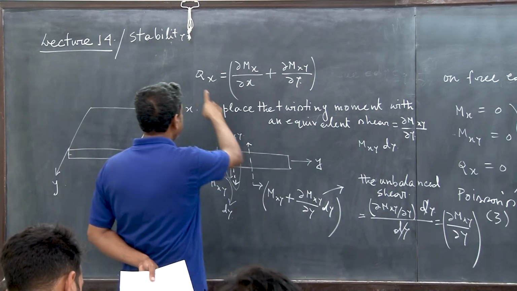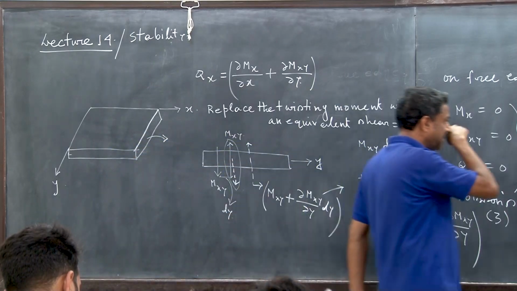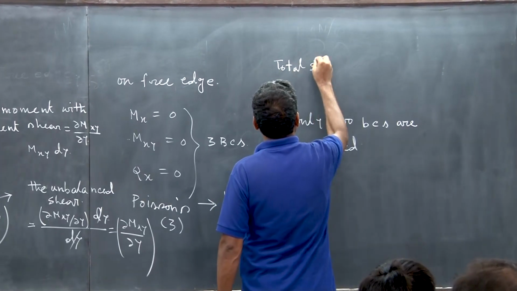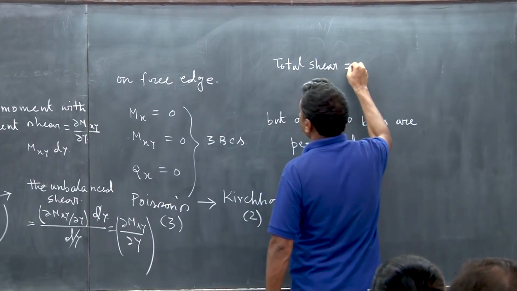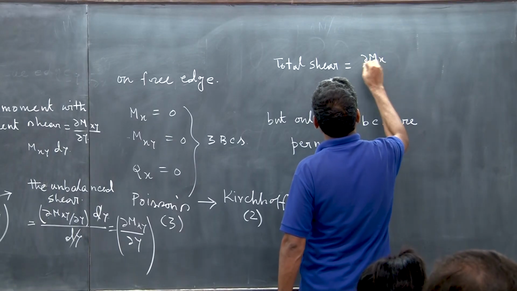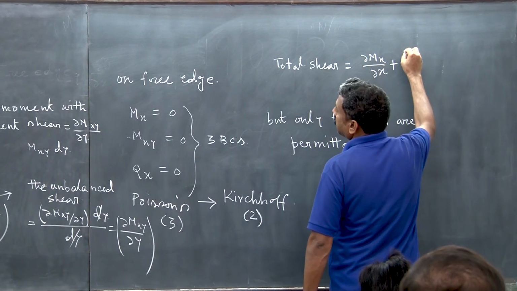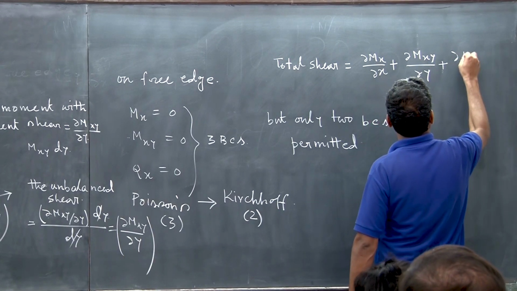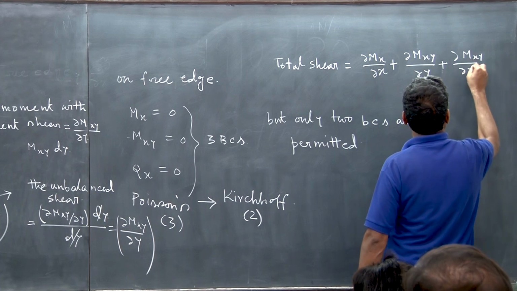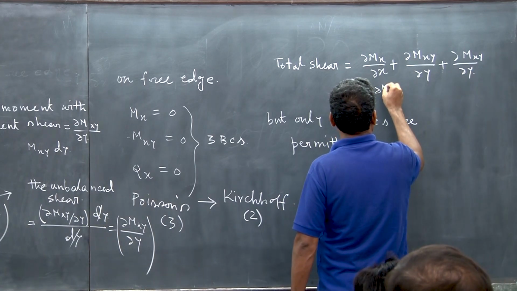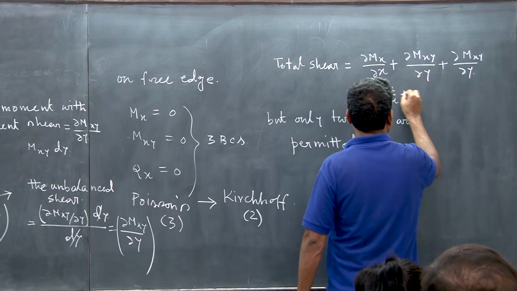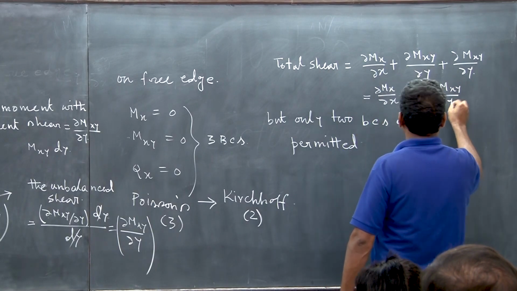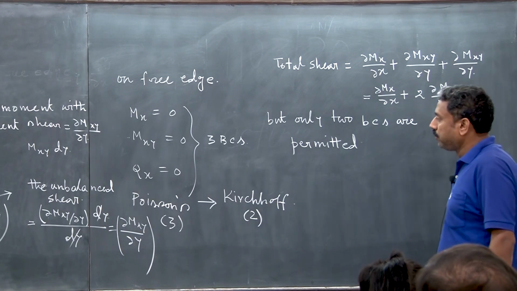So, earlier it was Qx and now this is additional. So, total shear now, both. Total shear now is del Mx del x plus del Mxy del y plus del Mxy del y. So, del Mx del x plus 2 del Mxy del y. This is the total shear. So, now do you understand?